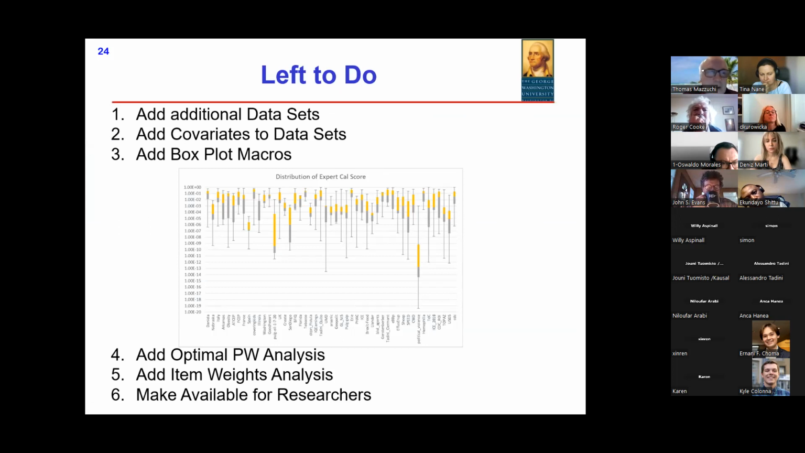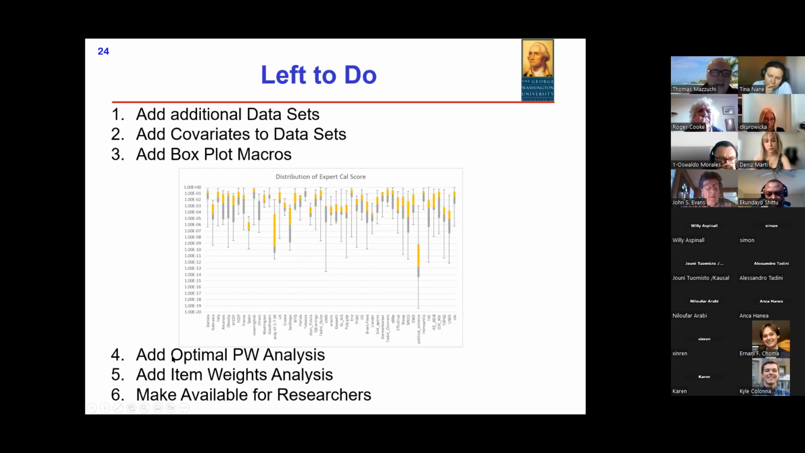The last thing I would like to say is, okay, I still have a few things left to do. I was hoping to get everything done, but I wasn't. I've got to add the additional data sets, some more that Roger has sent me. I'd like to add some of the covariates to the data sets, like, was it science related, business related, engineering related? What was the year it was done? Any other type of covariates which might help us sift through this a little bit. I'm going to develop a box plot macro. I actually gave a talk at MMR a while ago where I was able to generate, I think this is the distribution of expert calibration scores. So all the box plots of expert calibration scores for all the studies. I'd love to be able to generate a chart like this, and it's not hard. I just have to sit down and do it.